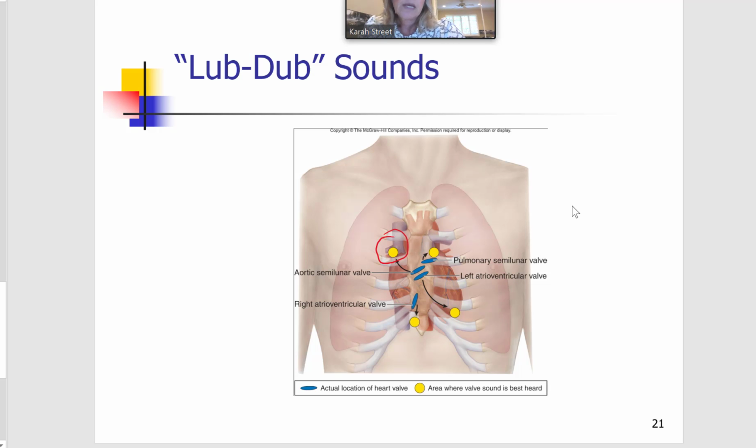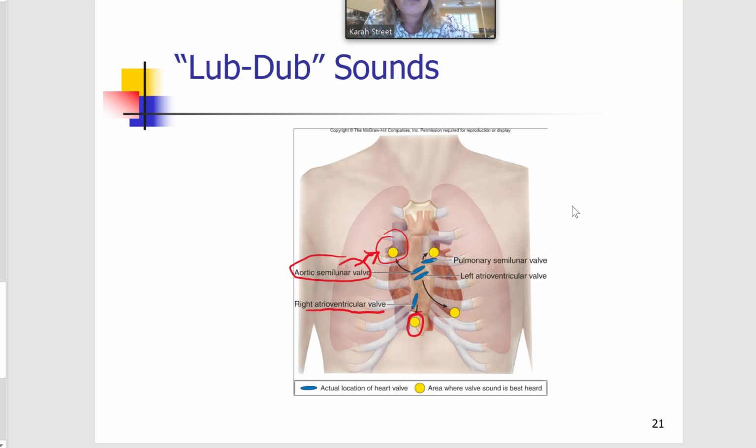Basically, here in blue, you're seeing where the valves are located. So this one up here on the right side, that's where they're putting it to hear your aortic semilunar valve. Okay? And then when they put the stethoscope just to the right of your xiphoid process, that's when they're listening to your right AV valve. Remember, the semilunar valves are way up in the ceiling. They're higher, more superior than the AV valves.